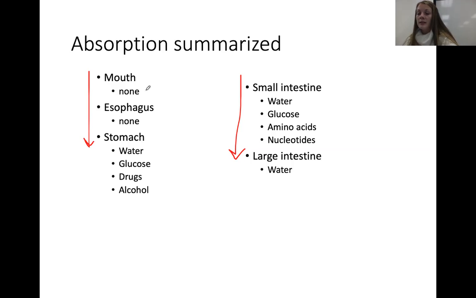First it is ingested through the mouth, where we go through mechanical digestion before moving to the esophagus and the stomach, where we get chemical digestion, where the water, glucose, drugs, and alcohol are absorbed. We then move on to the small intestine before going to the large intestine. The small intestine digests the water, glucose, amino acids, and the nucleotides.